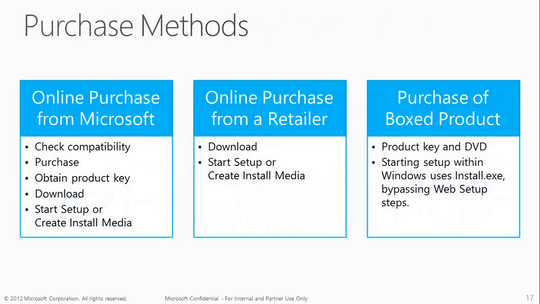So the different purchase methods that are available for Windows 8 are shown here on the screen. There's three different areas that we're talking through. We're talking about purchasing Windows 8 by purchasing online from Microsoft, purchasing online from a third-party retailer, or purchasing a box product.